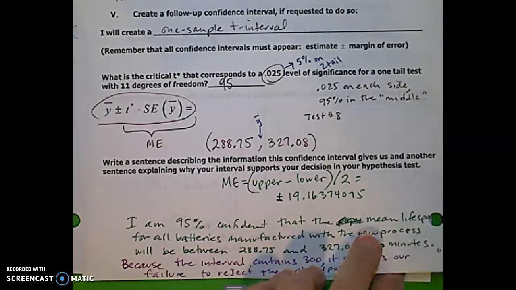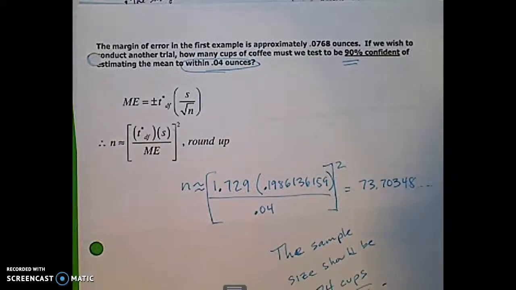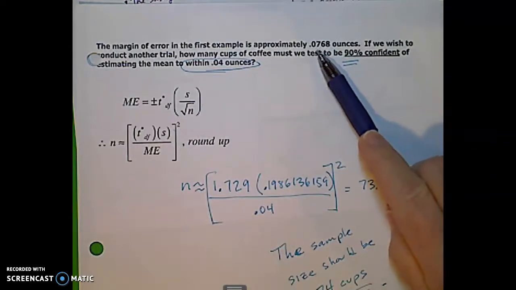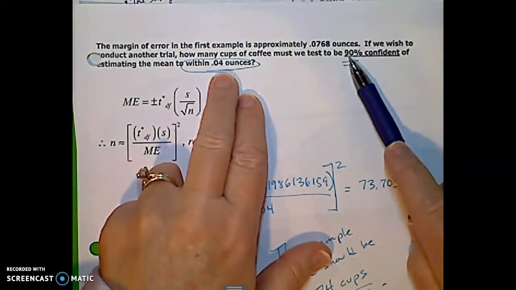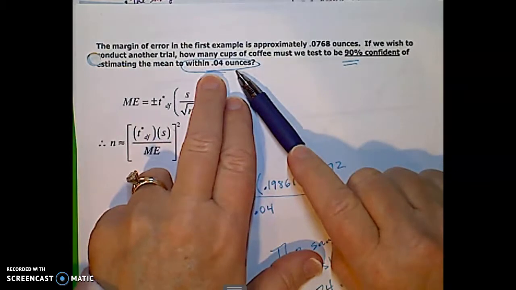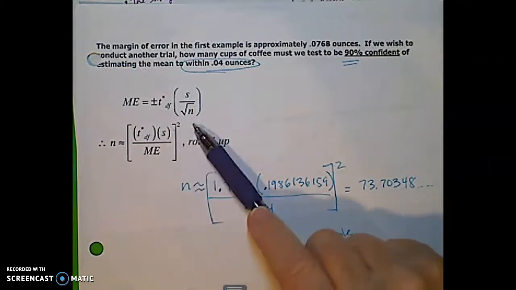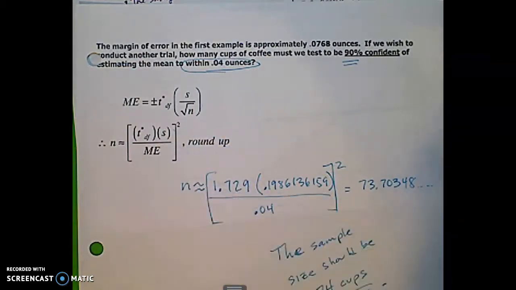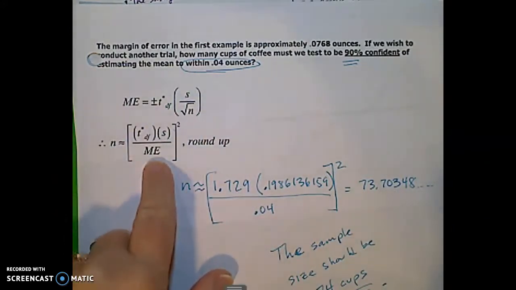All right, we have one more piece to do here. Actually this goes back to the cup of coffee problem, so this is in the wrong set, but I will go ahead and do it because it talks about finding sample size. So in our coffee problem, we had 0.0768 ounces. If we wanted to do another trial to be 90% confident of estimating the mean within some number of ounces, then you would have to back solve this for n, which we did a couple of days ago in the states problem, I think, or one of the example problems on that page.